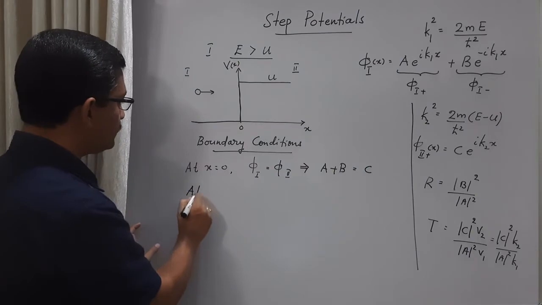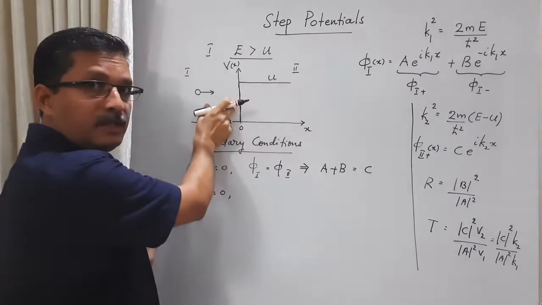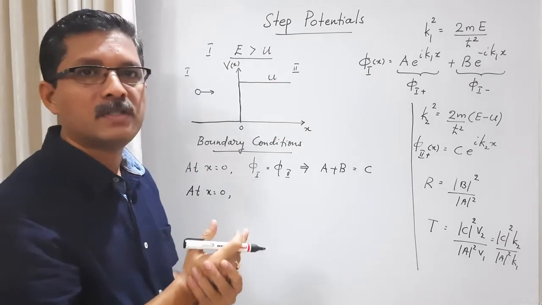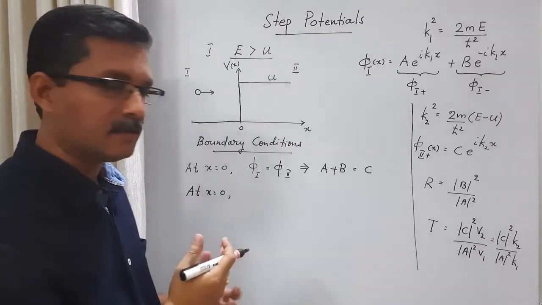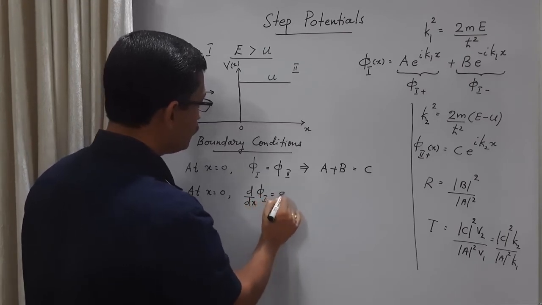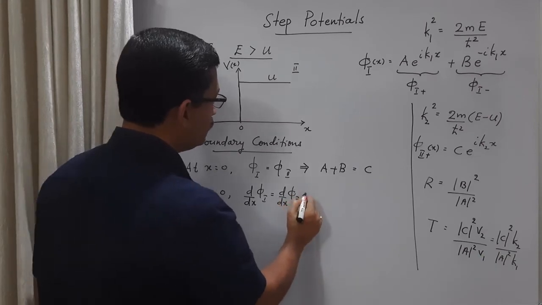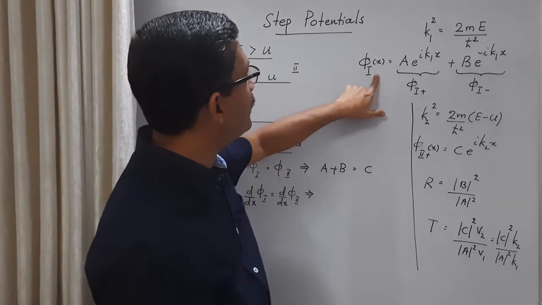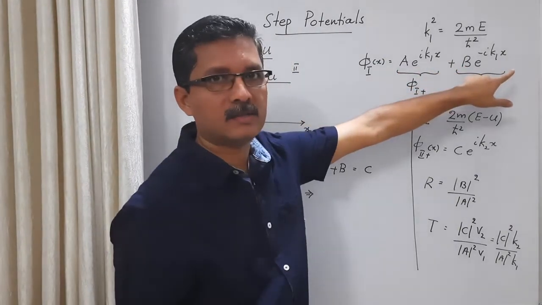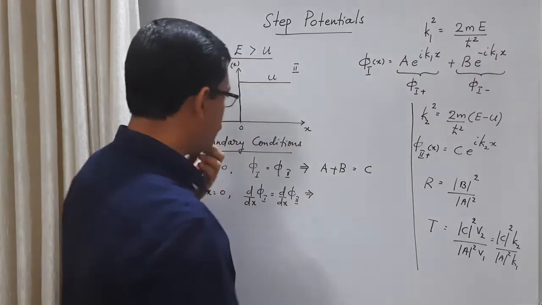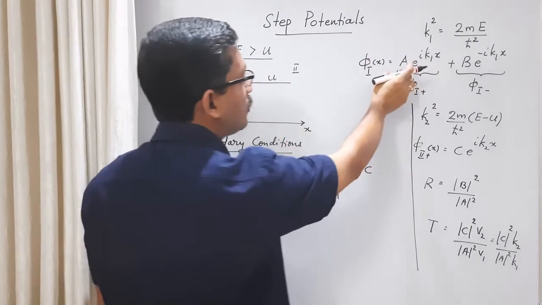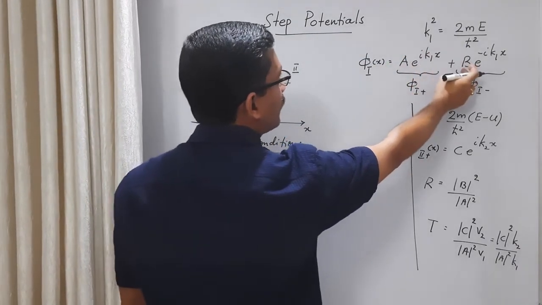That is one condition. The next condition is that, again at the boundary, the first derivative of the wave function, that is d phi 1 by dx, should be equal to d phi 2 by dx. This is again another admissibility condition, that the first derivative of the wave function should be continuous in all regions of the system. So when you apply this boundary condition, what is d by dx of phi 1? You take the derivative: i k1 a e raised to i k1 x, and here we get minus i k1 b e raised to minus i k1 x. When you put x equal to 0, the exponential part will be 1. So what you get is i k1 a, minus i k1 b.